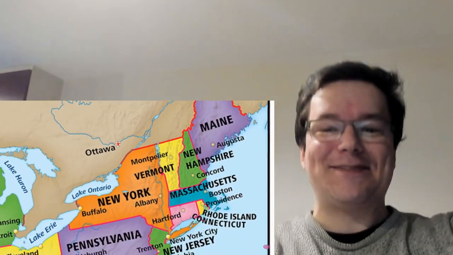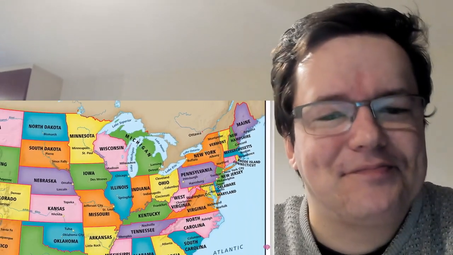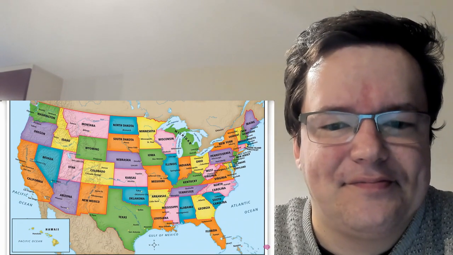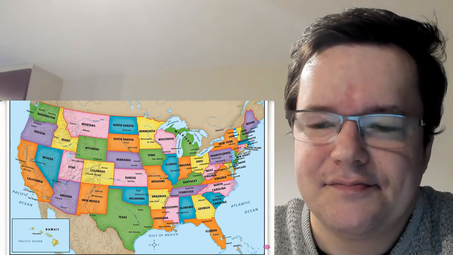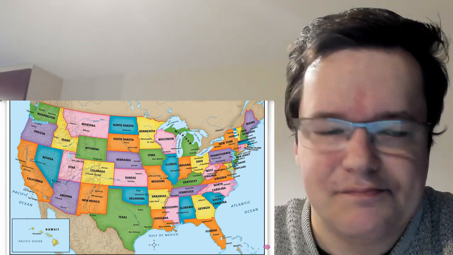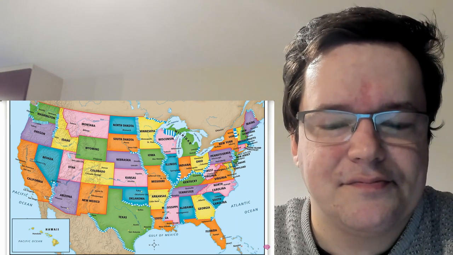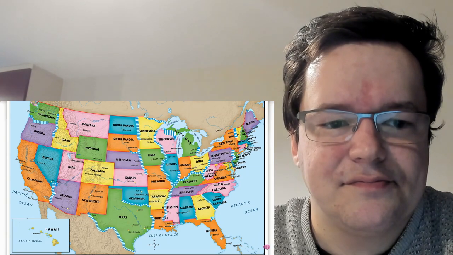There are many more examples where state borders begin and end with rivers, like New York and Vermont, Pennsylvania and New Jersey, Washington and Oregon. Actually, 34 of the 50 states are separated by rivers. That makes sense.